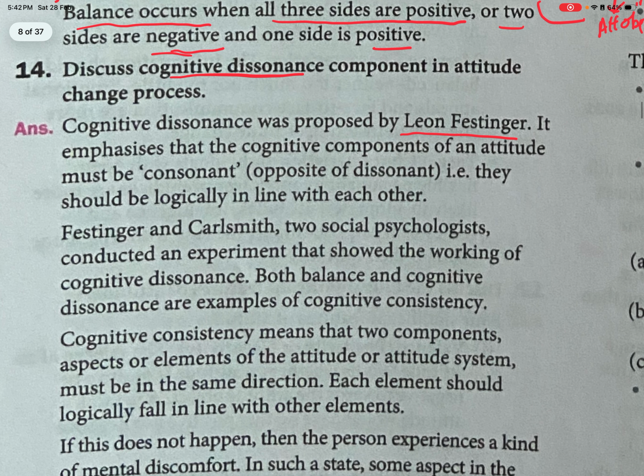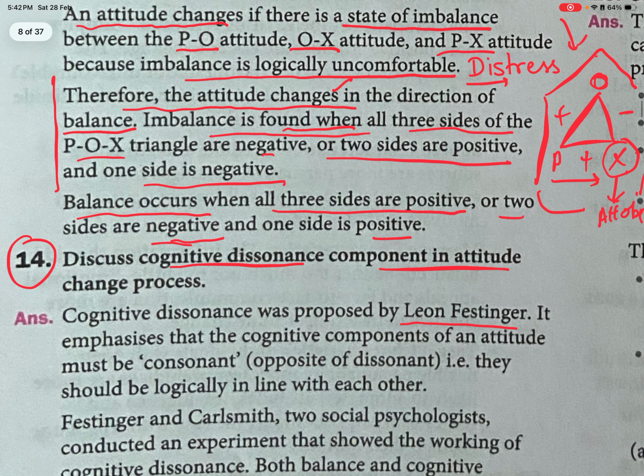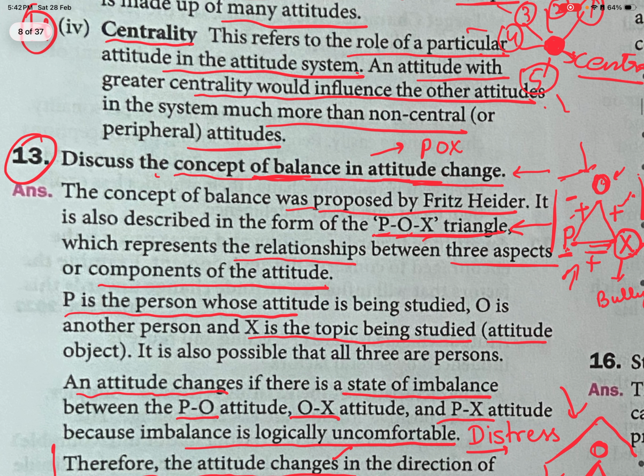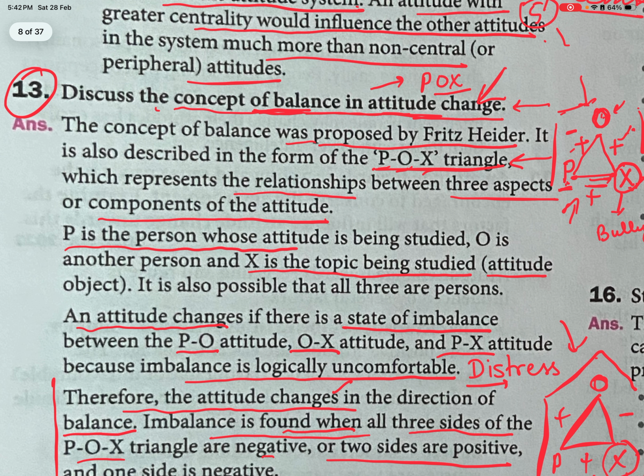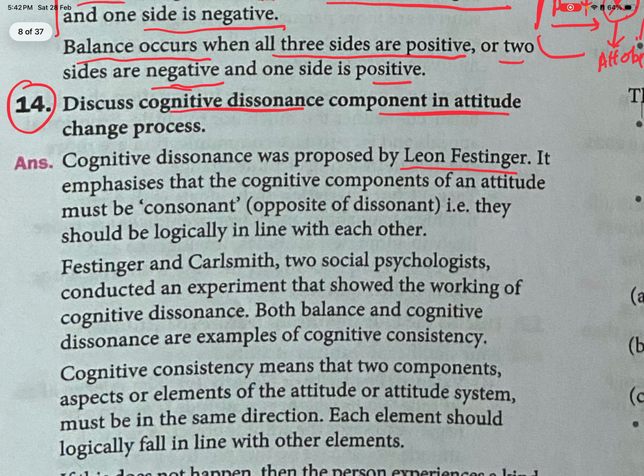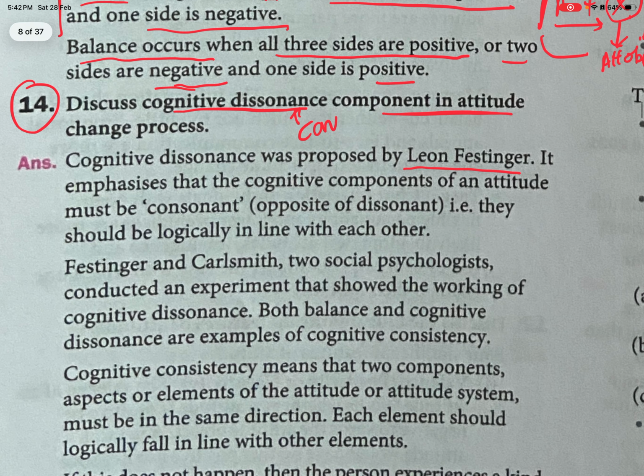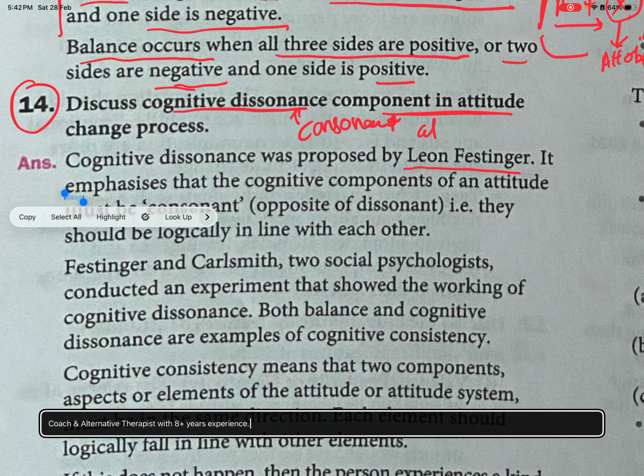Now the second question is question number 14, that is discussing the cognitive dissonance component in the attitude. So here also it is about the attitude change, right? So when we talk about attitude change, one is the PUX triangle, the other is cognitive dissonance, right? So here we talk about the dissonance and the consonant, right? Again we are talking about the attitude change because there is again an imbalance.